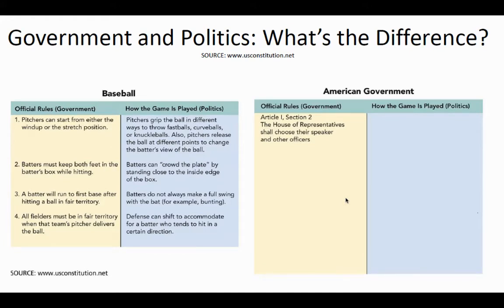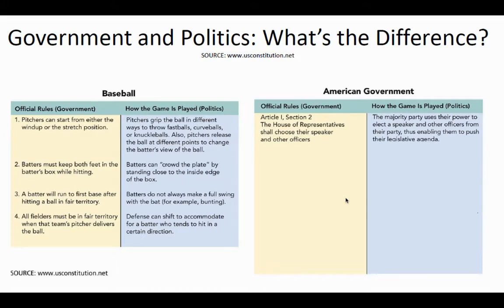The rules of the game are from the Constitution federally. Article 1, Section 2 says the House of Representatives shall choose their speaker and other officers. But it doesn't say here, not a rule, it's how they play it. The majority party uses their power to elect a speaker and other officers from the party, thus enabling them to push their own legislative agenda. They get to make laws the way they want to.